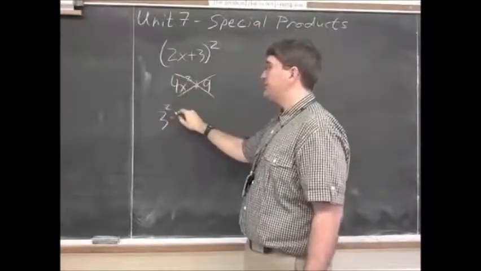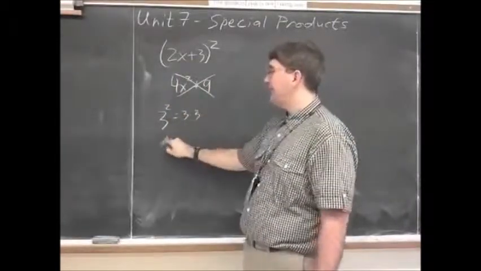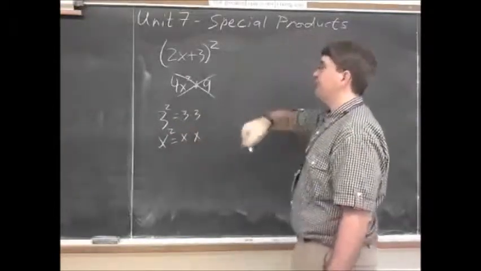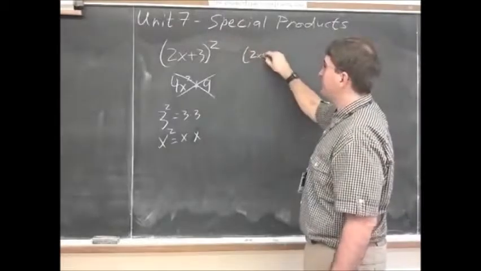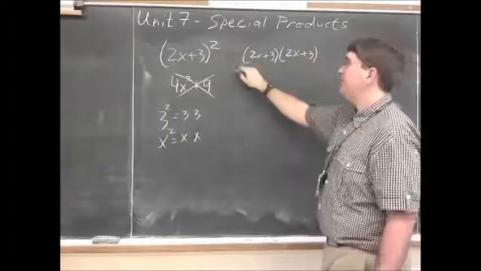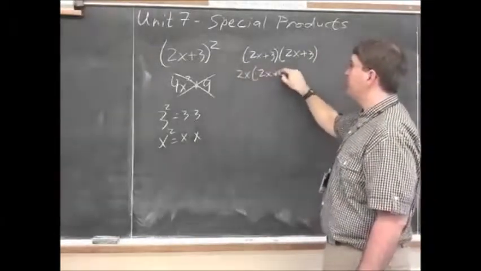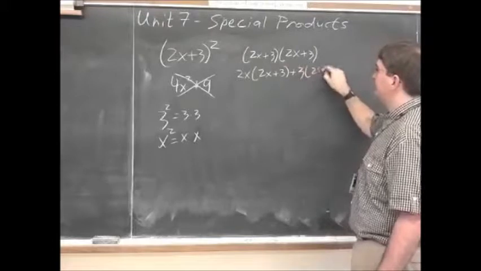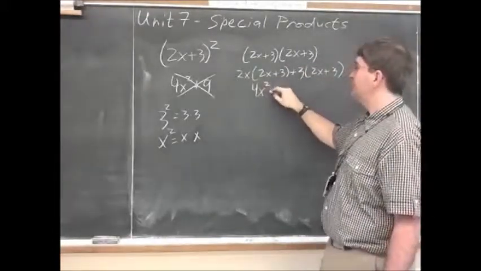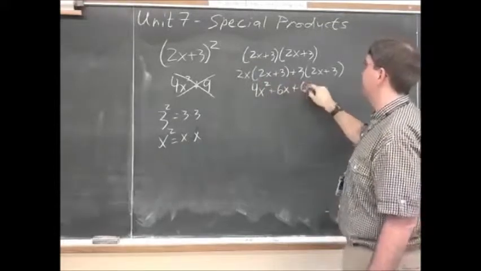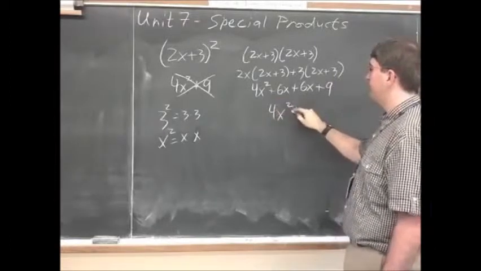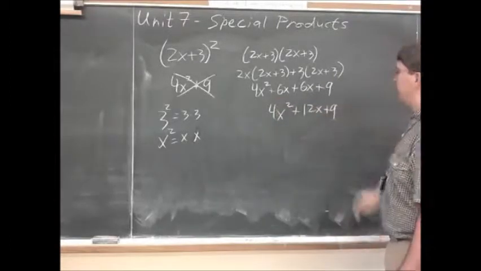You know that 3 squared is the same thing as 3 times 3, and that x squared is the same thing as x times x. So 2x plus 3 squared is 2x plus 3 times 2x plus 3. Then we do the double distribution: 2x times 2x plus 3, and then plus 3 times 2x plus 3. 2x times 2x is 4x squared, plus 6x, plus another 6x, plus 9. Combining like terms gives me 4x squared plus 12x plus 9.